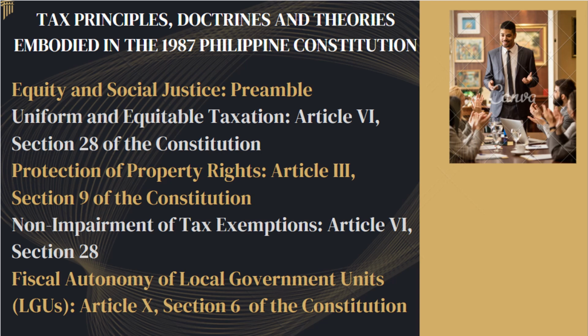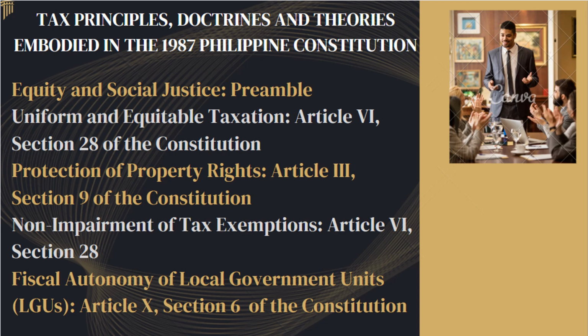Article 6, Section 28 also grants exemptions from taxation to certain entities such as charitable institutions, churches, mosques, and non-profit cemeteries, provided they meet specific criteria. This provision protects the non-impairment doctrine, ensuring that tax exemptions granted to these entities remain valid and enforceable.